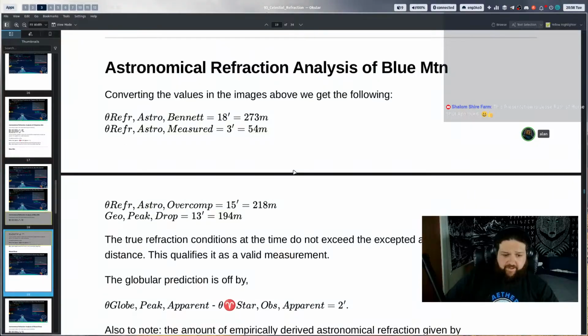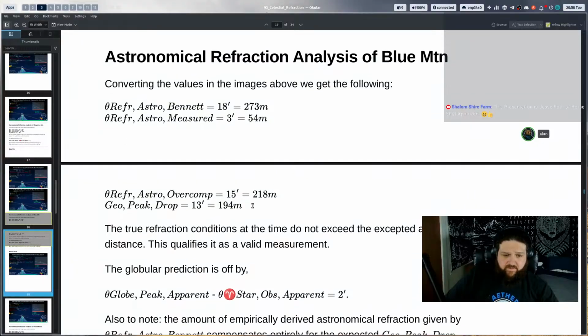And when we look at how that affected the measurements, keep in mind 200 meters in drop over distance, essentially. And they overcompensated by 218. The actual measured difference was 54 meters, and they predicted 273 in lift. So they lifted up 273, predicted 200 in drop.